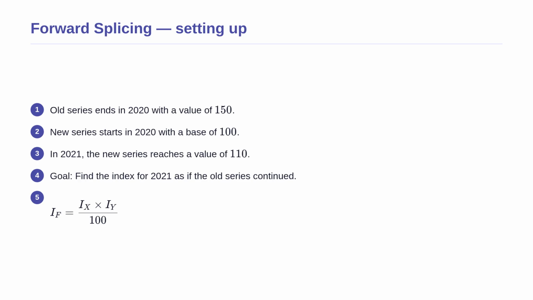We choose the forward splicing formula because we are projecting the old baseline into the future. The overlapping year is 2020, where the old series value is 150. The new series value we want to convert into the old scale is 110.